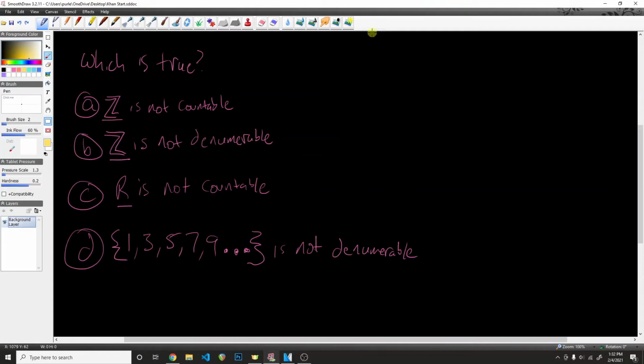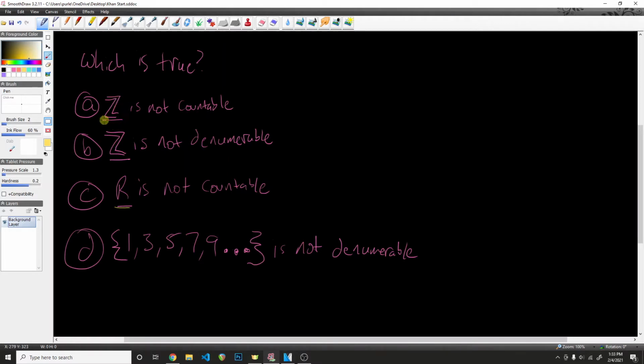All right, I believe this is problem number 10, and we're asking which one of these is true. Now, there's a couple different ways you could have gotten to the answer here. Number one, if you look at Professor Wong's notes, he does explicitly say that R is not countable, and if you know that that is true, then therefore the other things are not going to be true. The next thing you can do is process of elimination.